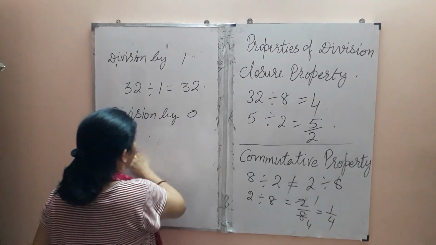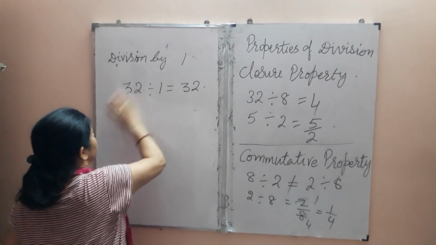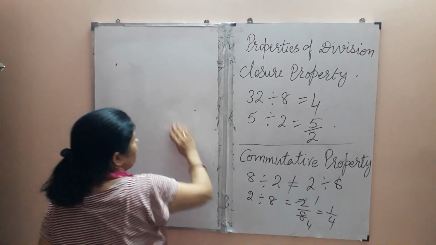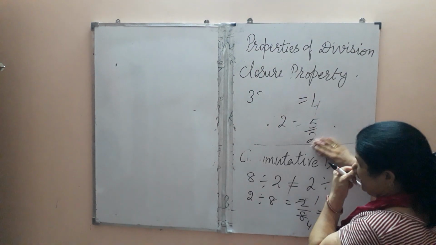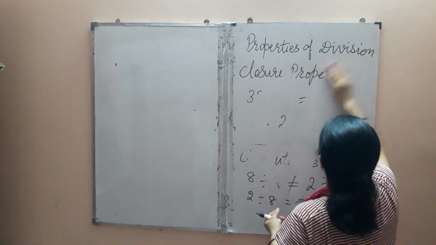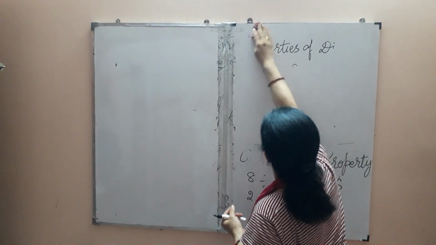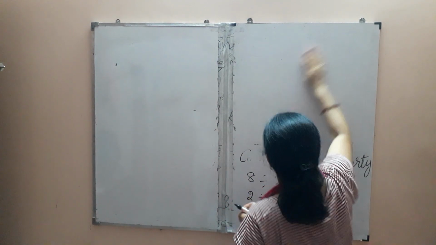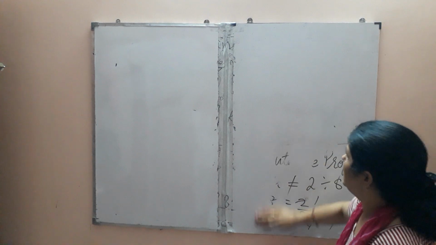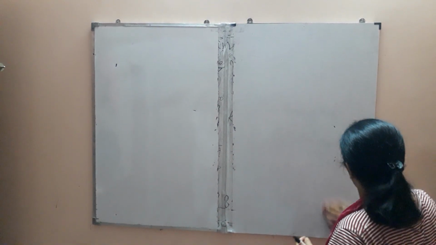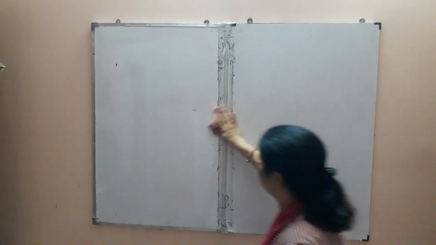Now the next property that is very important is the distributive property of multiplication. Under addition also we will do, and under subtraction also we will do. Distributive property of multiplication under addition and subtraction. So let's see how we can solve it.